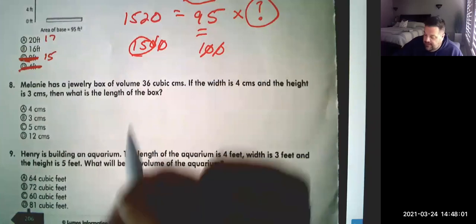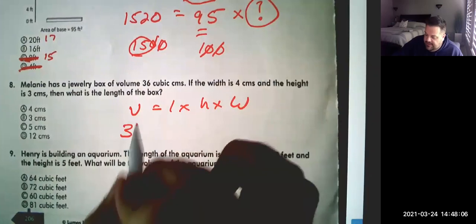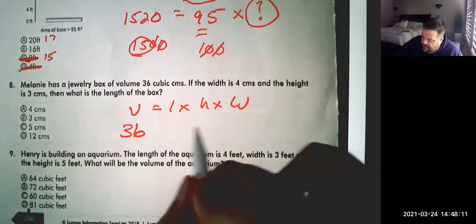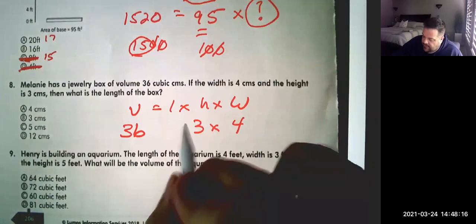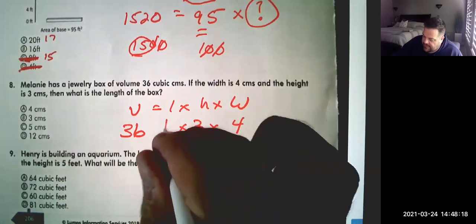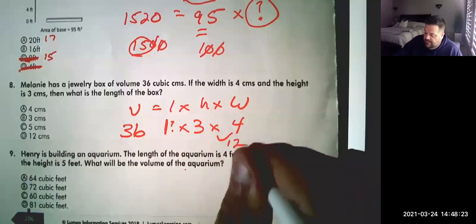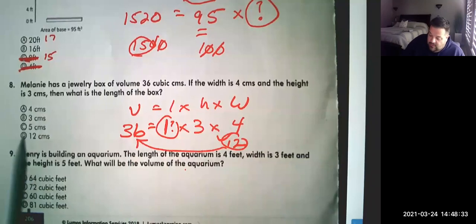So again, they're giving us the volume is 36. If the width is 4 and the height is 3, we want to know what the length is. 4 times 3 is 12. So you would then want to find out what this L equals. So you would take this 12 and put it into the 36 and see what you have left over. So immediately this 12 wouldn't make sense, right? Because 12 doesn't go into 36 12 times.